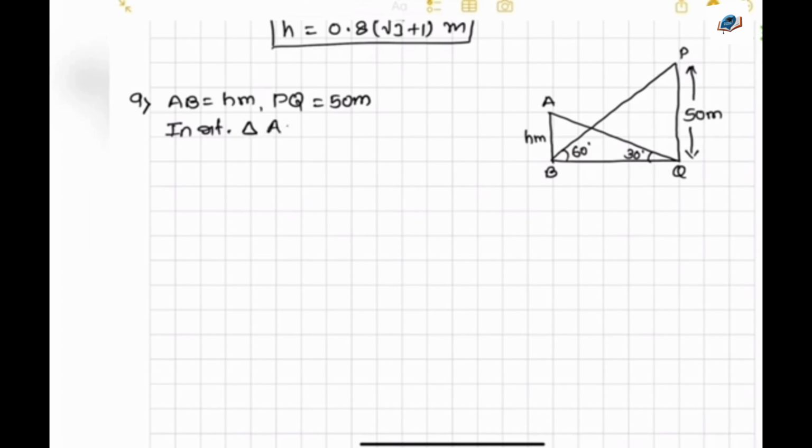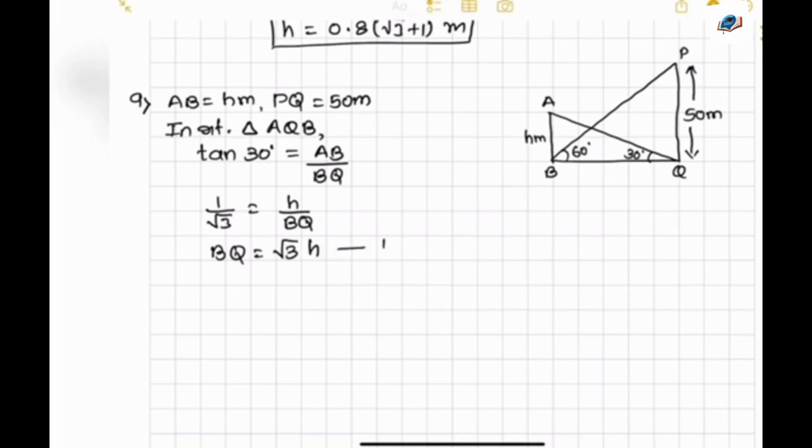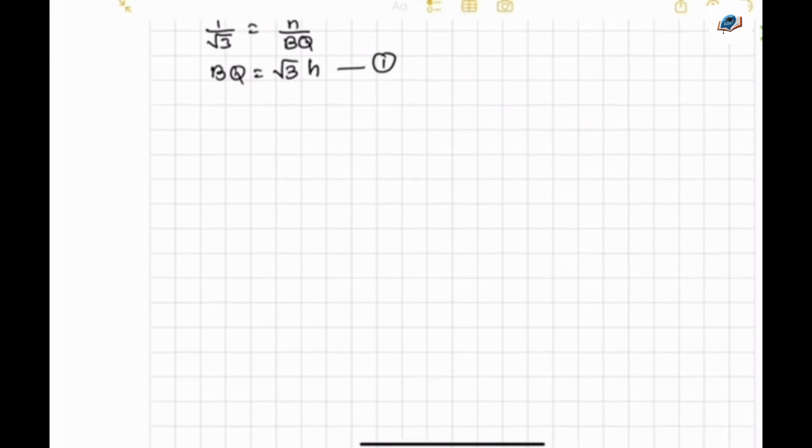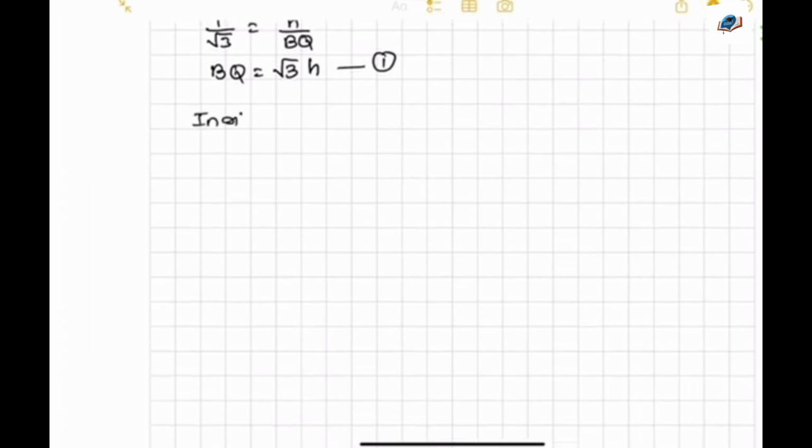So now in right triangle AQB, I can say tan 30 will be equal to AB upon BQ. So tan 30 will be 1 by root 3 equal to H upon BQ. So BQ equal to root 3 H. That is one number equation.